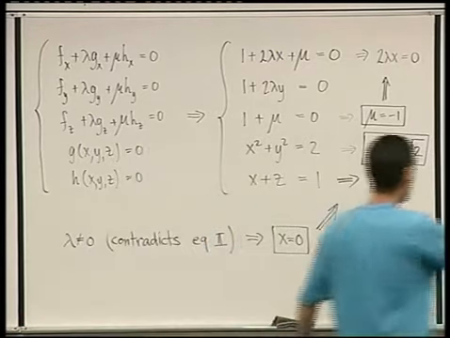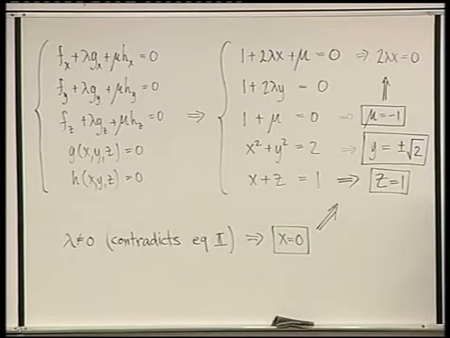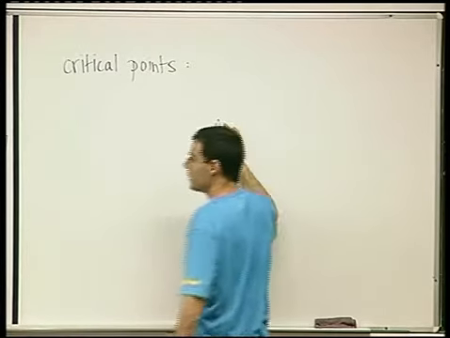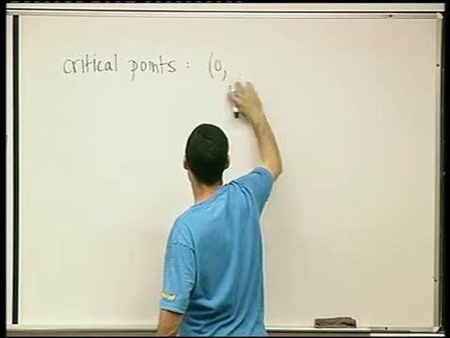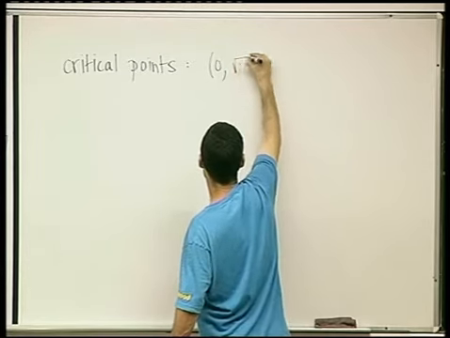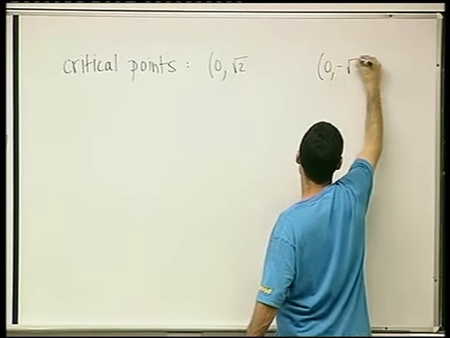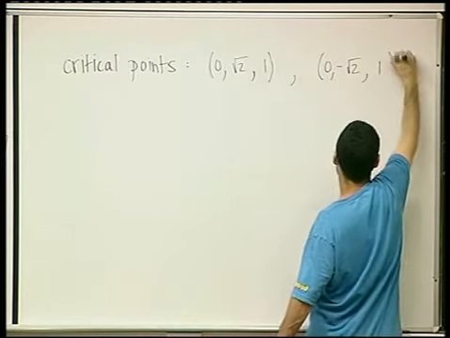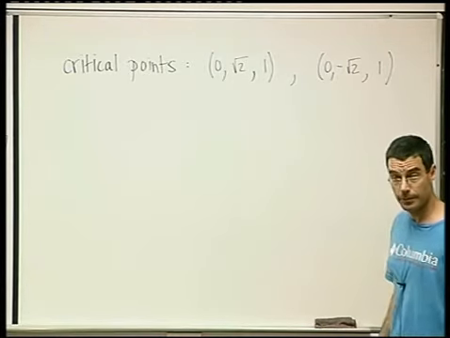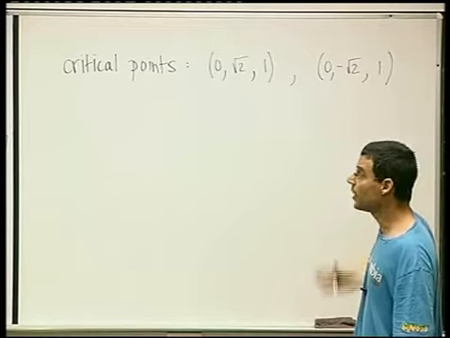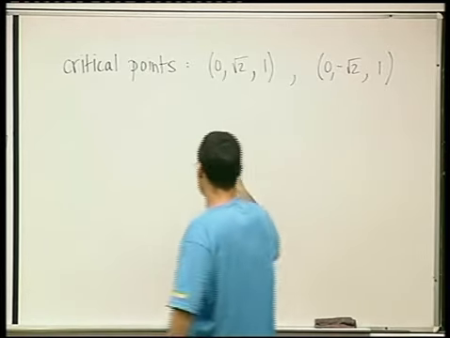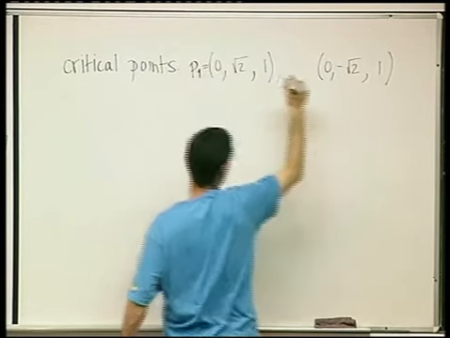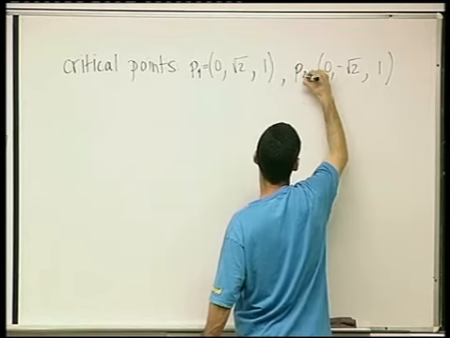Let's write it here. Critical points. The critical points that we found are x was 0, y was either root 2 or negative root 2, so we have 2 of them, and z is 1. So these are the 2 points that we found. We can calculate the value of the function at these 2 points. Let's call this point P1, and let's call this point P2.